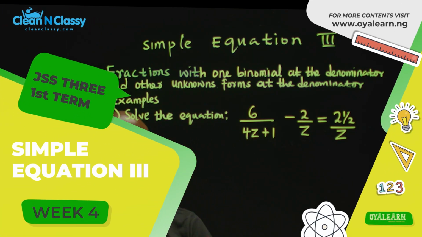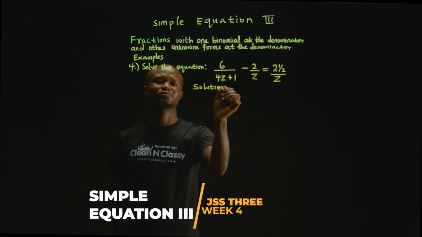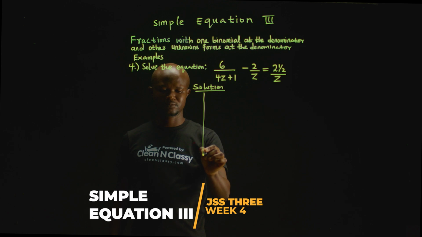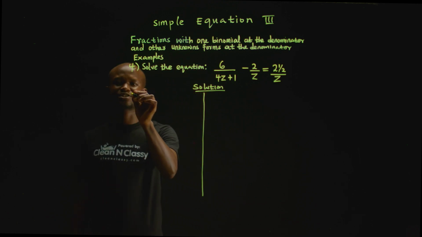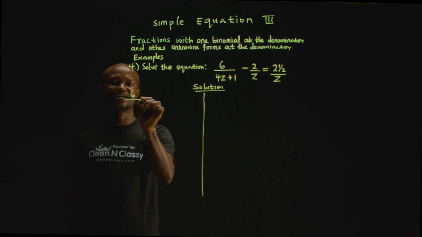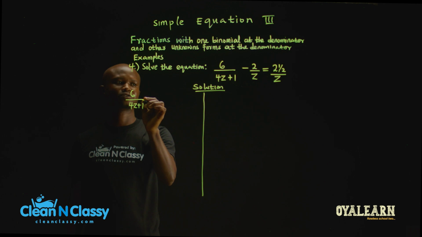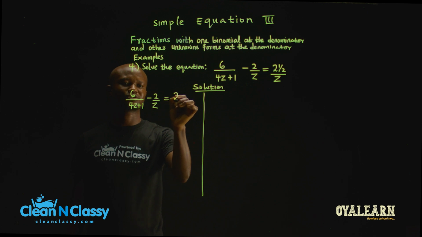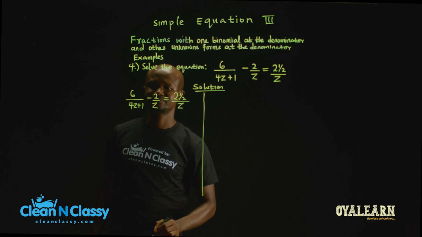Solve the equation. Solution. We have 6 divided by 4z plus 1 minus 2 divided by z equals 2 1/2 divided by z.